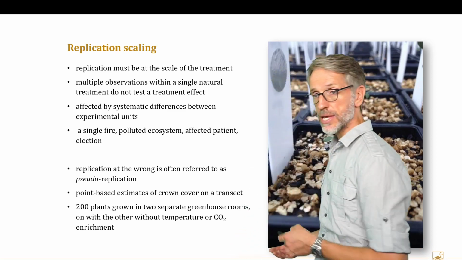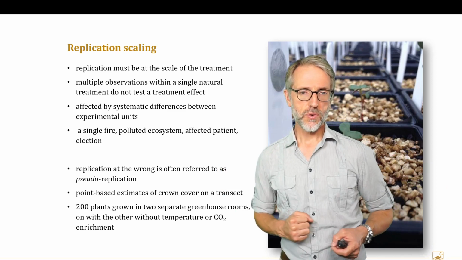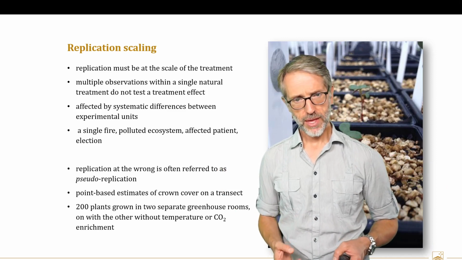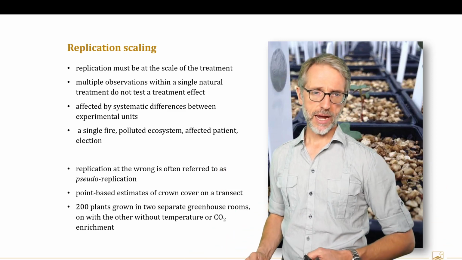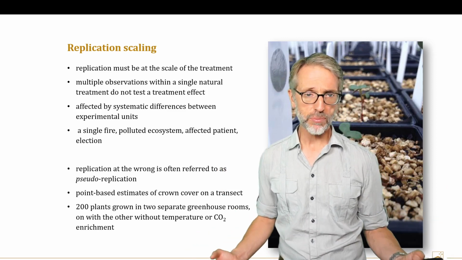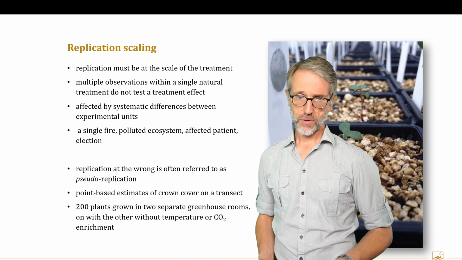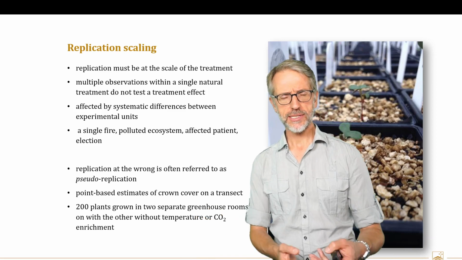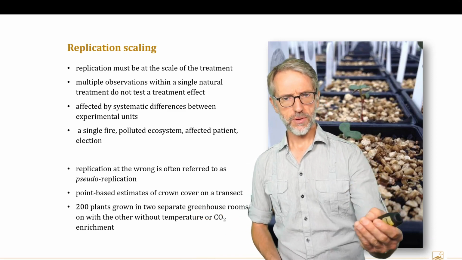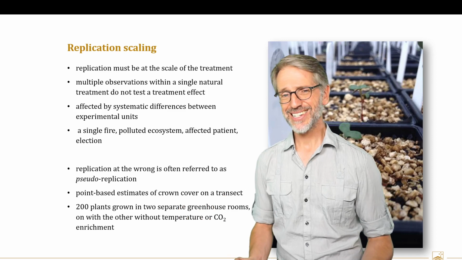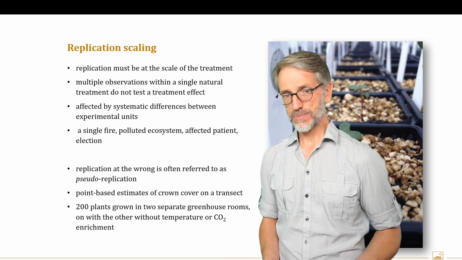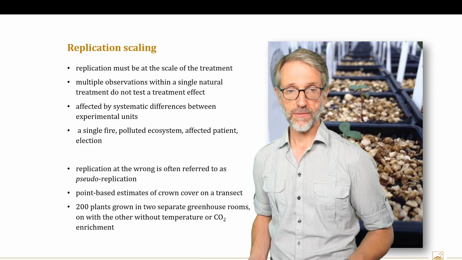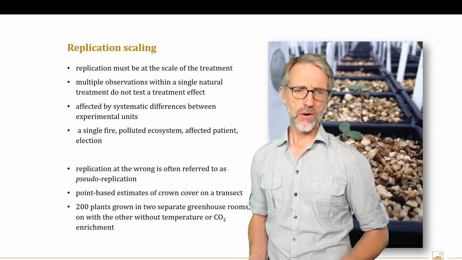So this slide here then just gives you a bit of text that formalizes exactly what I've just said. That replication must be at the scale of the treatment, and if you have multiple observations within a single treatment, then that doesn't test the treatment effect. It just tests, is this group of data different to that group of data? It doesn't necessarily imply that any specific effect is responsible for that difference. It just says these two things are different. And that's not very informative.